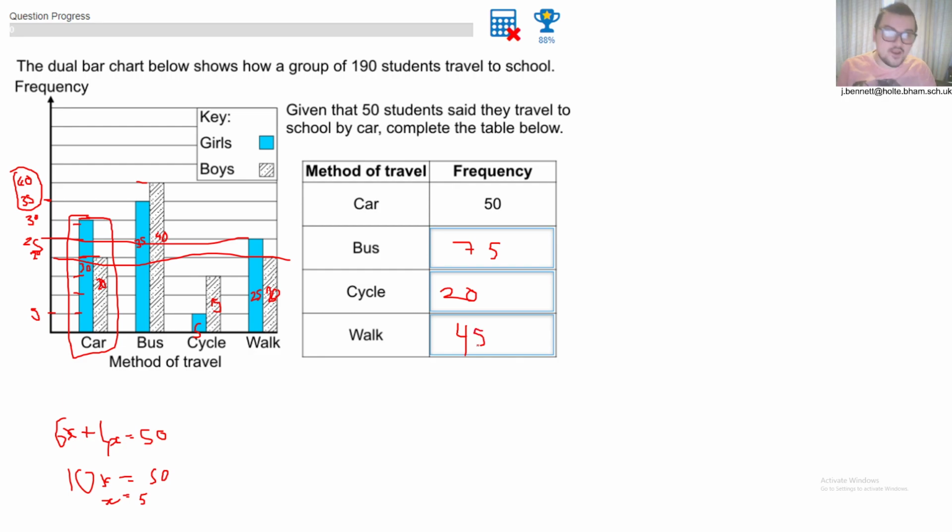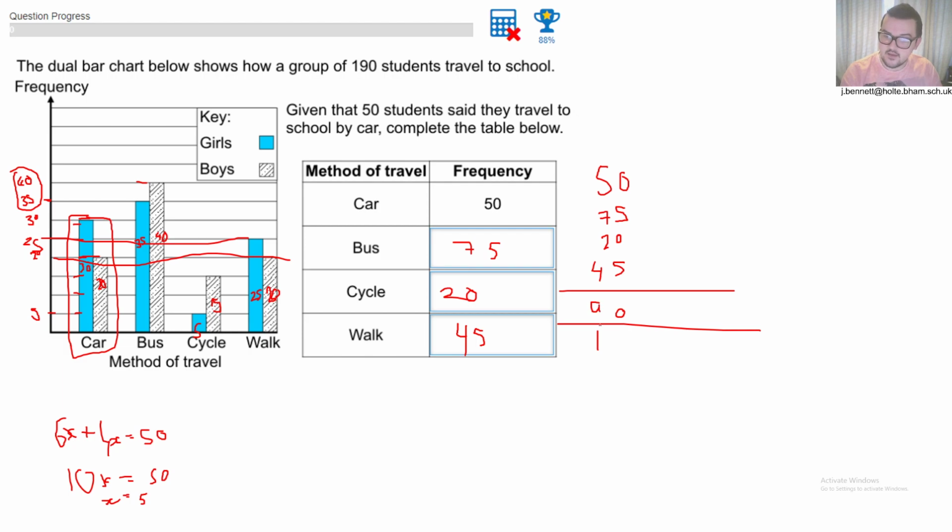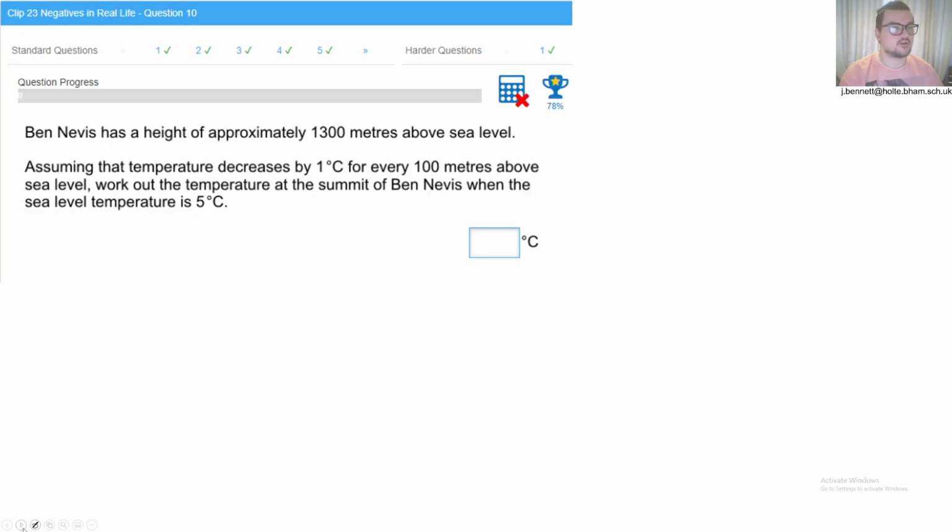But there is a good way that we can see if we've actually gotten a vaguely right answer, and that is by simply adding up these 4 numbers. Do we get 190? Because 190 is what we're looking for. So 50, 75, 20, and 45. Let's add these up. 5 plus 5 is 10, 0, 1. 5 plus 7 is 12, plus 2 is 14, plus 4 is 18, plus 1 is 19, 190. And that is the number we were looking for. So we're pretty sure we've got that right.